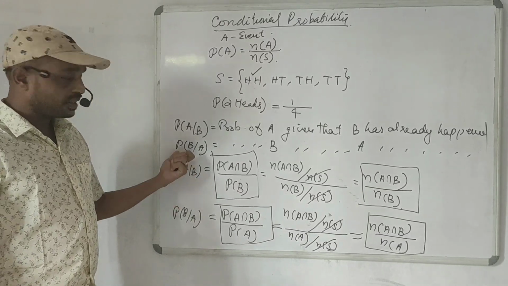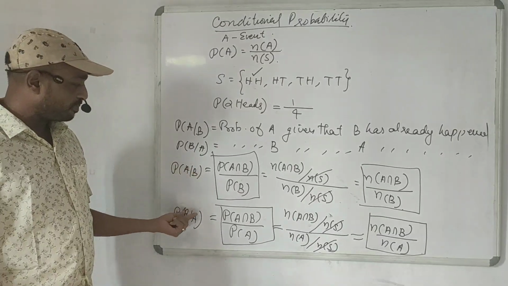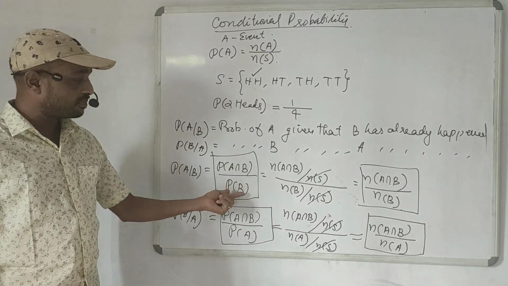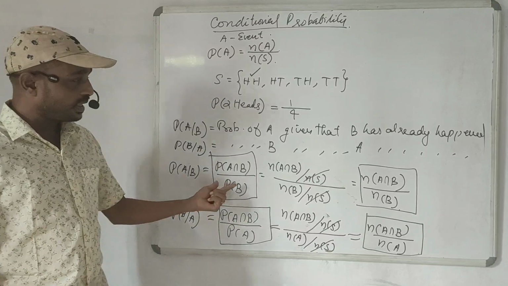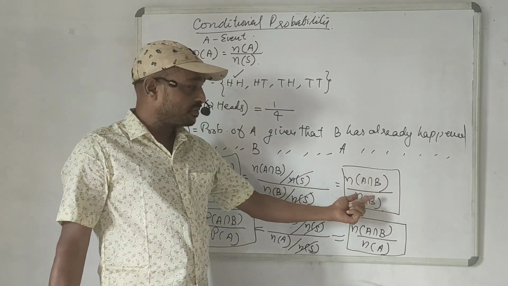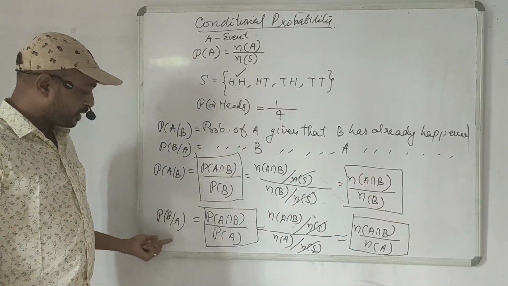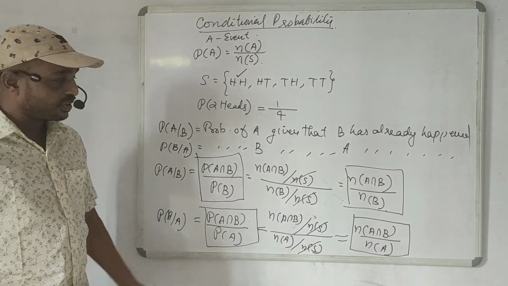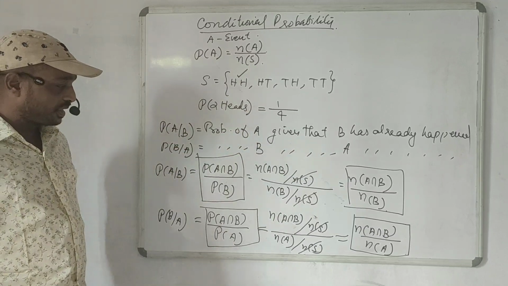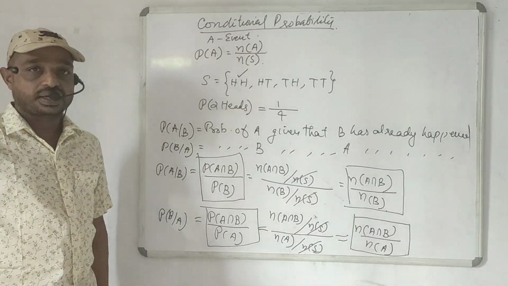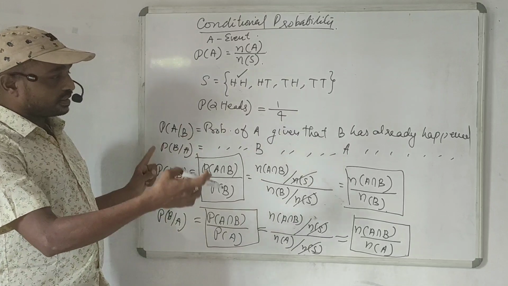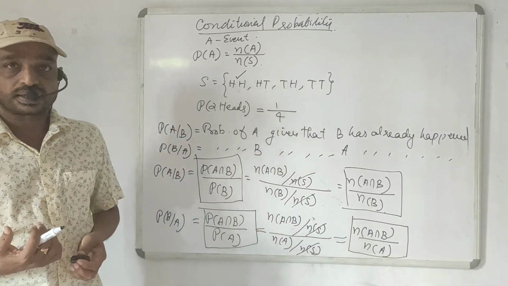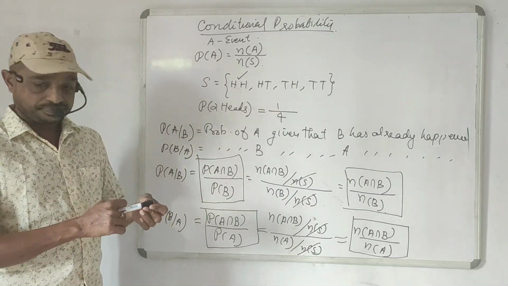So we have also seen the formula for calculating P of A given B and P of B given A. What is P of A given B? It is P of A intersection B divided by P of B, or it is N of A intersection B by N of B. What is P of B given A? It is P of A intersection B divided by P of A, or it is N of A intersection B divided by N of A. Now I think this concept is quite clear to you. Now let us go through some very simple problems.